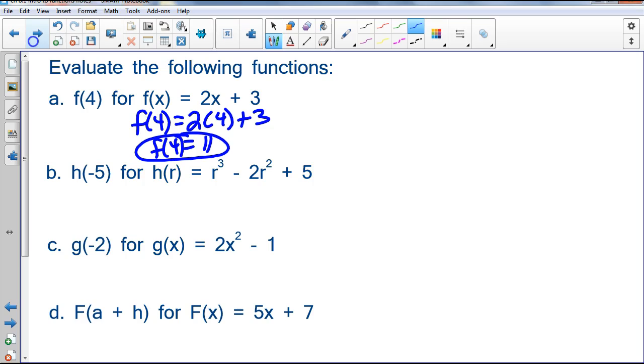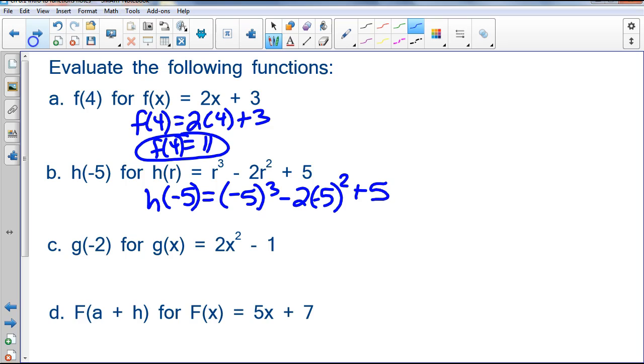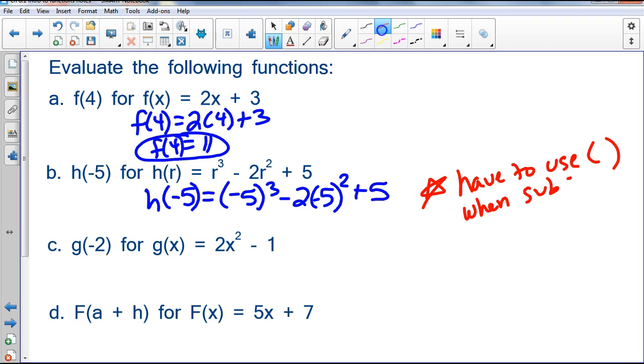So now we're going to do the same for h of negative 5 is equal to negative 5 cubed minus 2 times negative 5 squared plus 5. Again, be very, very careful with using your calculator here. If you get this wrong, it's because you didn't plug it in your calculator right. You have to use parentheses when substituting in a negative value.